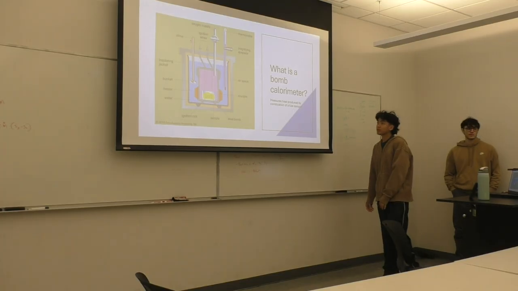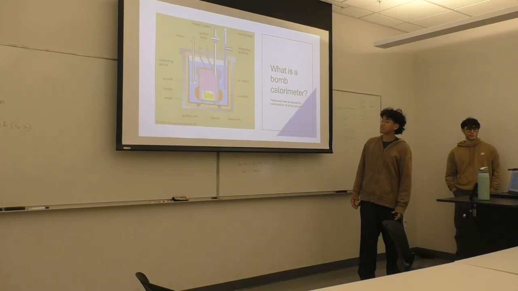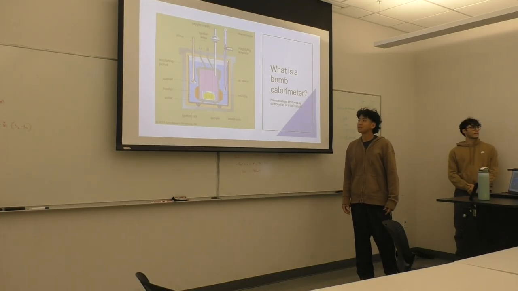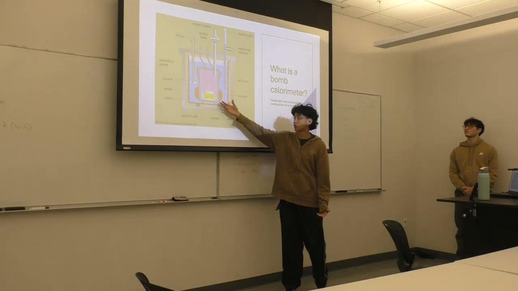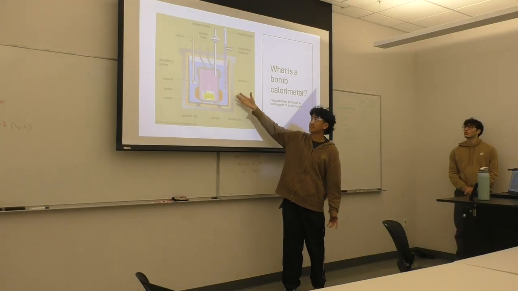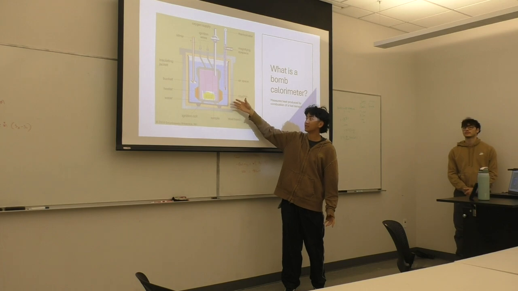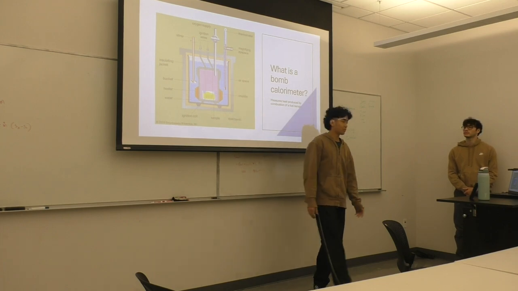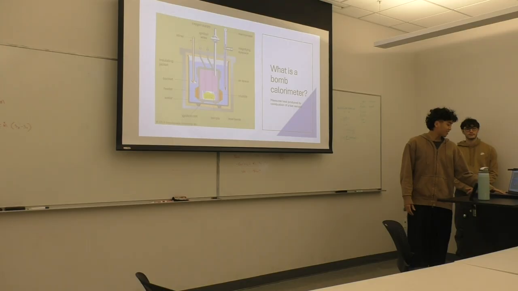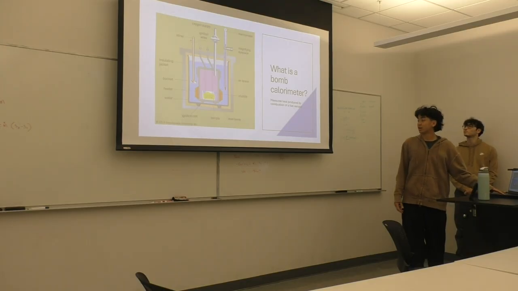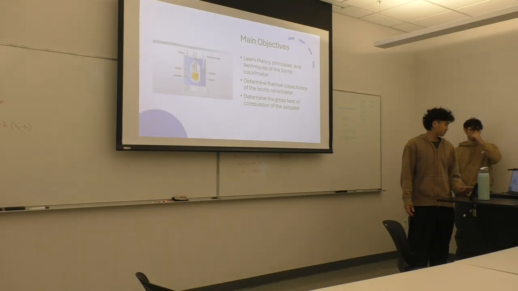So what is a bomb calorimeter? It's basically a device that measures the heat produced by combustion of a fuel sample. In short, we're going to have a fuel placed in this crucible. It's going to ignite, therefore releasing heat in this controlled volume. And then the water's going to heat up, and we're going to measure the temperature difference on the thermometer. And then we're going to calculate the heat.